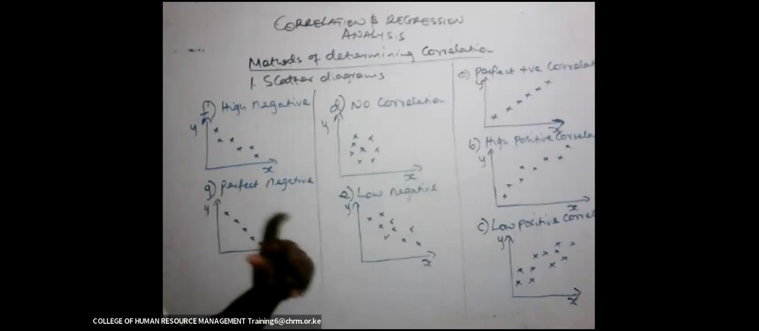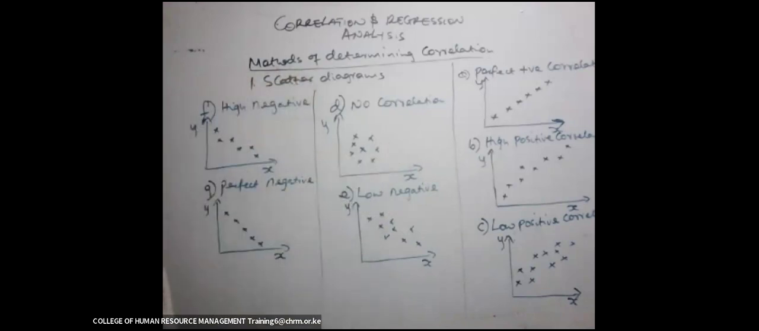That is on scatter diagrams. Then we go to method number 2. Number 1 is the scatter diagram; I've shown you how to draw them. Method number 2 is the Karl Pearson or the Spearman correlation coefficient, which now involves using a formula to calculate the level of correlation.